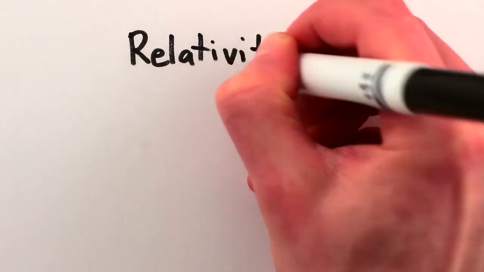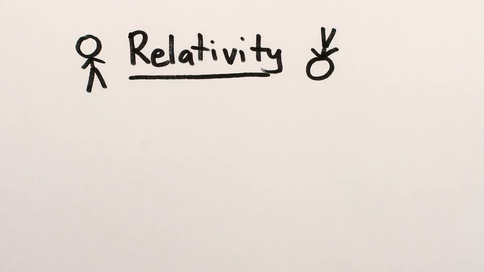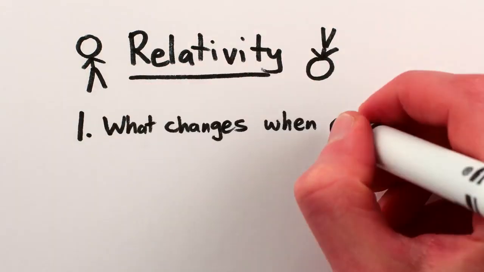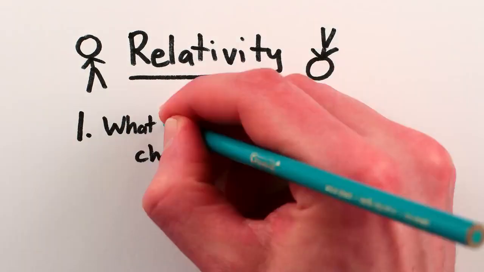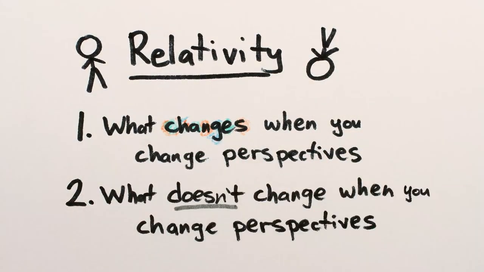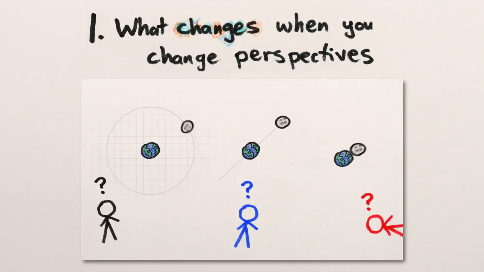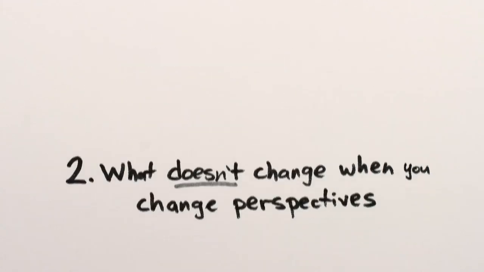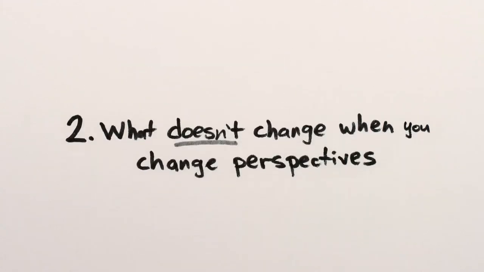In fact, relativity can essentially be summed up as two basic ideas. One, to figure out how objects and their motion look from different perspectives, and two, to notice which properties of objects and their motion don't look different from different perspectives. We've already given an example of number one, with different ways the motion of the Earth and Moon can look from different perspectives.